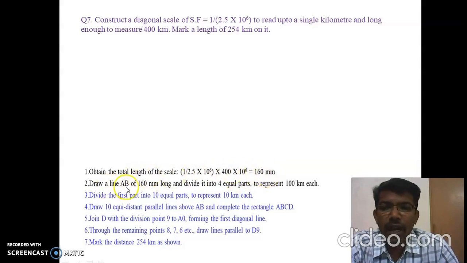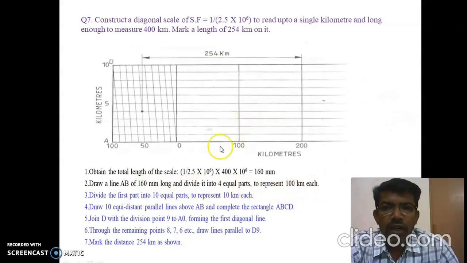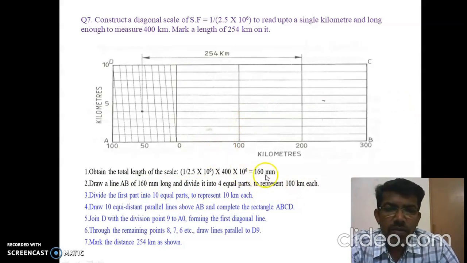So you have to draw a 160 mm long line and divide it into 4 equal parts to represent 100 kilometers each. So here, this 160 millimeters length of a line is divided. 160 mm means 4 divisions. So how many kilometers does each division carry? 100 kilometers, 100, 100 and 100. Each division is 40 millimeters, that is 4 centimeters, 4 centimeters, 4 and 4.